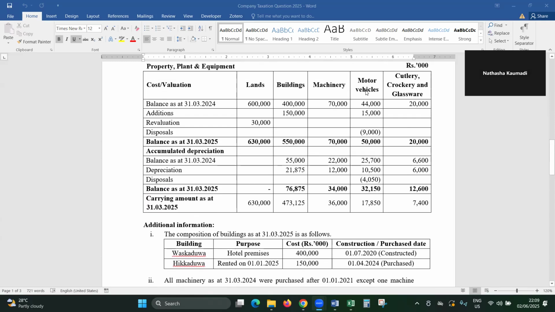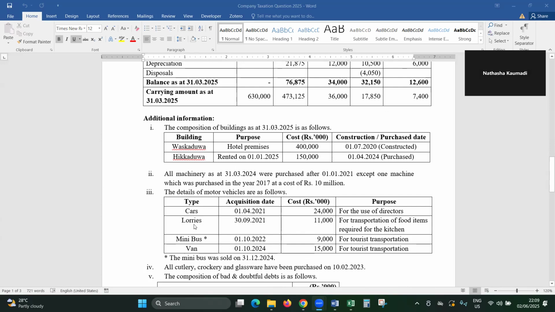You can see there are motor vehicles: cars, lorries, minibus, and a van. These are the types, and the acquisition date is given. Cars, 1st April 2021, cost is there, and the purpose is use by directors. Lorries, 30th September 2021, 11,000, for transportation of food items required for the kitchen. Business purpose. Minibus, there's a star mark as well. 1st October 2022, they have purchased 9,000 worth of minibus for tourist transportation.